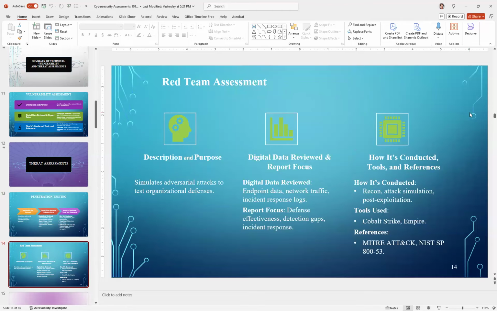For red team assessment, this simulates adversarial attacks to test organizational defenses. The digital data that you would review would be all your endpoint, network, and incident response logs, your defense effectiveness, to report your detection gaps that you found, and your incident response on how you're going to cover that. It is conducted by recon, attack simulation, and post-exploitation. Cobalt Strike and Empire are some of the tools used, and MITRE ATT&CK and NIST SP 800-53 are your references.